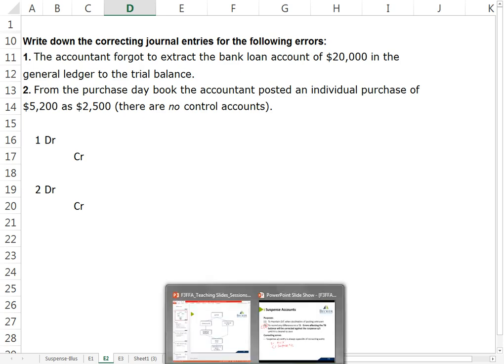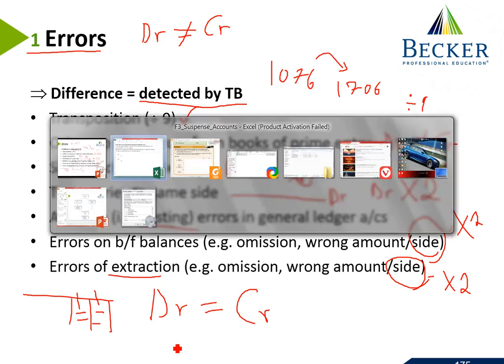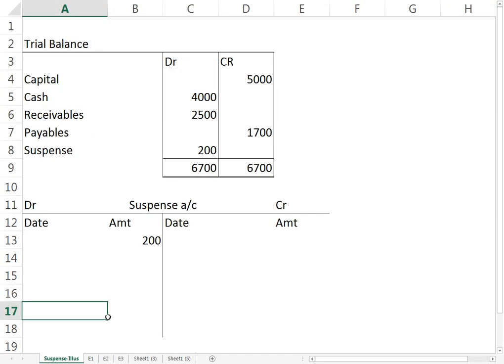I think we remember having seen this error. This is an error in extraction, and it was omitted. It's not extracted on the wrong side, or the wrong amount. It was completely omitted. Since there's an amount missing from the trial balance, it affects suspense accounts. Wouldn't it? If we omitted to extract receivables, then there will be a huge need for the suspense accounts to prop up and take whatever is missing. So let's just put our receivables back there. How much was it? 2,500.